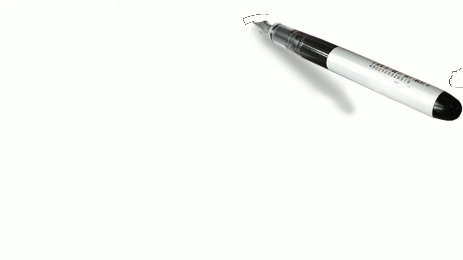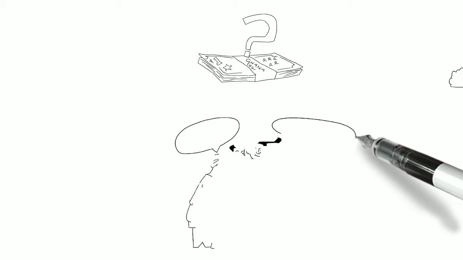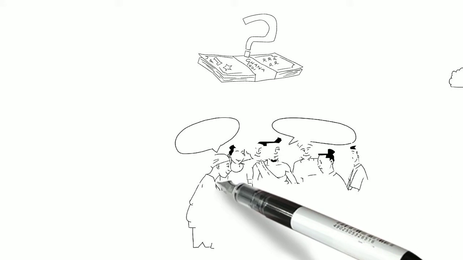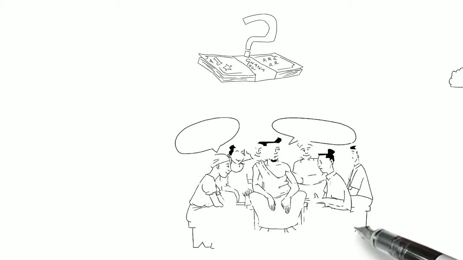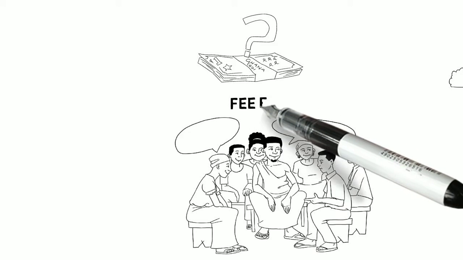First, you need to determine how many citizens have to pay for what and what fee. Make sure you consult the citizens in this process. We call this process fee fixing.